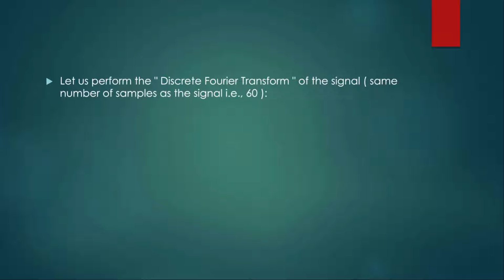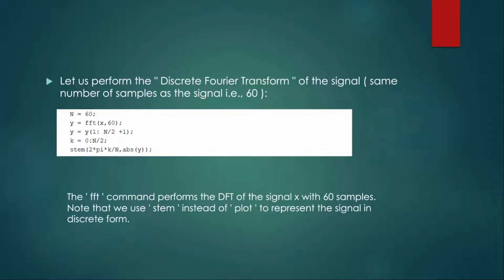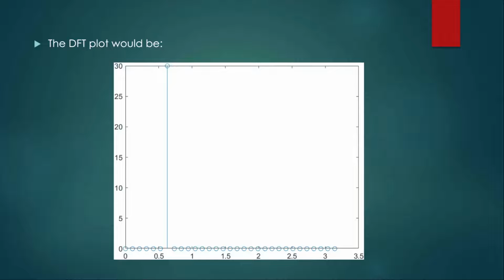Now let us perform the DFT for this DTFT signal. Since the original signal consists of only 60 samples, now we take 60 samples for this DFT also. This is the code for the DFT. Here FFT is a command which stands for fast Fourier transform and which performs the DFT of the given signal. And note that DFT is a discrete plot, hence we use the stem function. So the DFT plot would look like this.